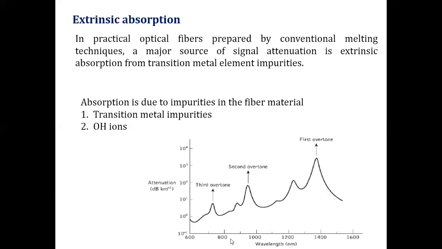This figure shows the absorption spectrum of the OH group in silica. Between these absorption peaks, we have three regions that show low attenuation: 1300 nanometer, 850 nanometer and 1150 nanometer. Here it shows low absorption. So these three windows we can use for the transmission of an optical signal.